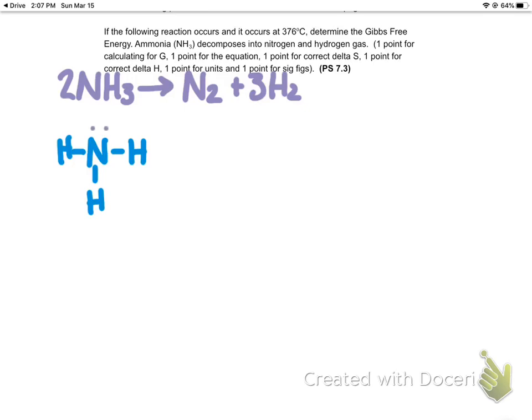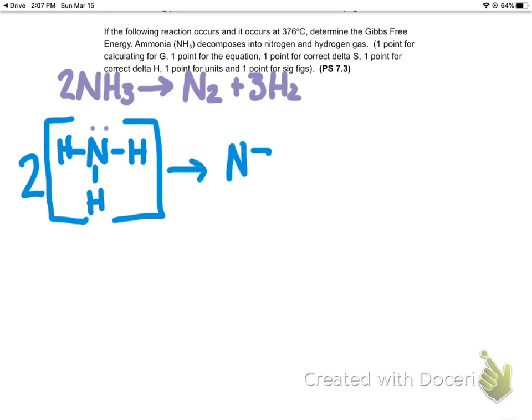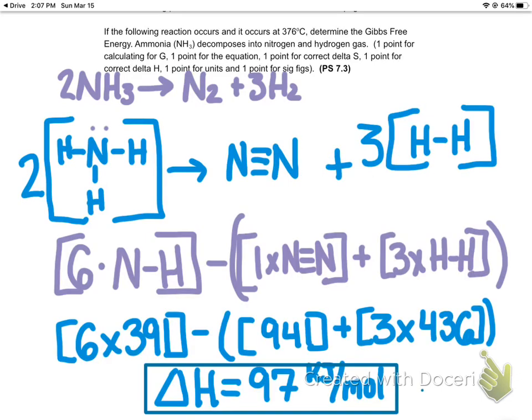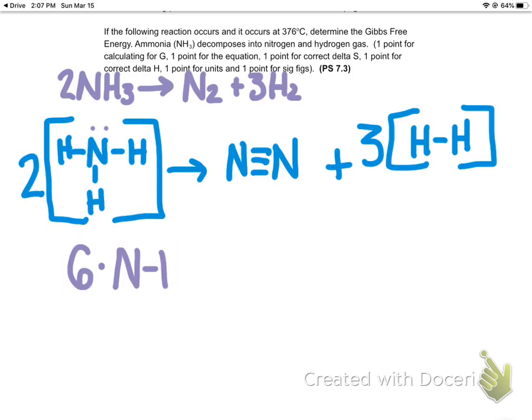Technically, there are 2 electrons at the top there, and I have 2 of those. It's important to remember that I have 2 molecules that look like that. Then on the other side, nitrogen has a triple bond and hydrogen has a single bond. Too far, sorry guys. Has a single bond, and I'm going to have 3 of those hydrogens like that.